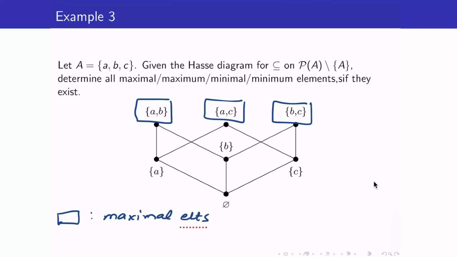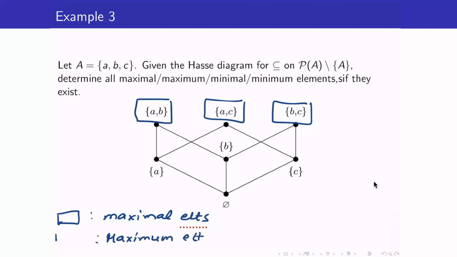Because you cannot find anything above them, right? So again, if you look at our diagram earlier, all the elements that they are comparable to will be smaller. It will be less than them, okay? However, do we have a maximum element? Do we have a maximum element?